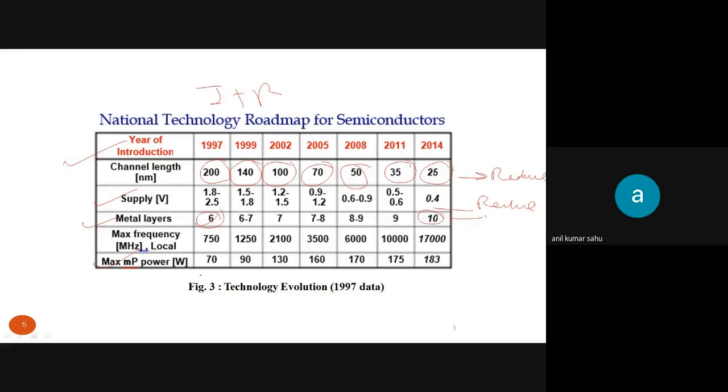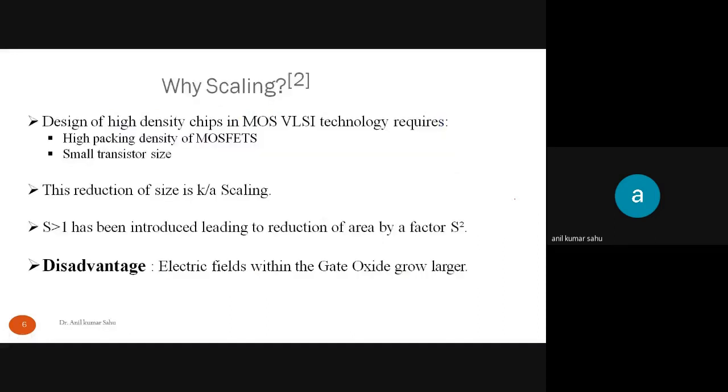Power consumption is increasing because the density of the chip is increasing. So now power consumption is more. This can be evaluated by the National Technology Roadmap for the Semiconductor. These are the basic things required to understand the concept of why scaling is required. So the question is why scaling is required.